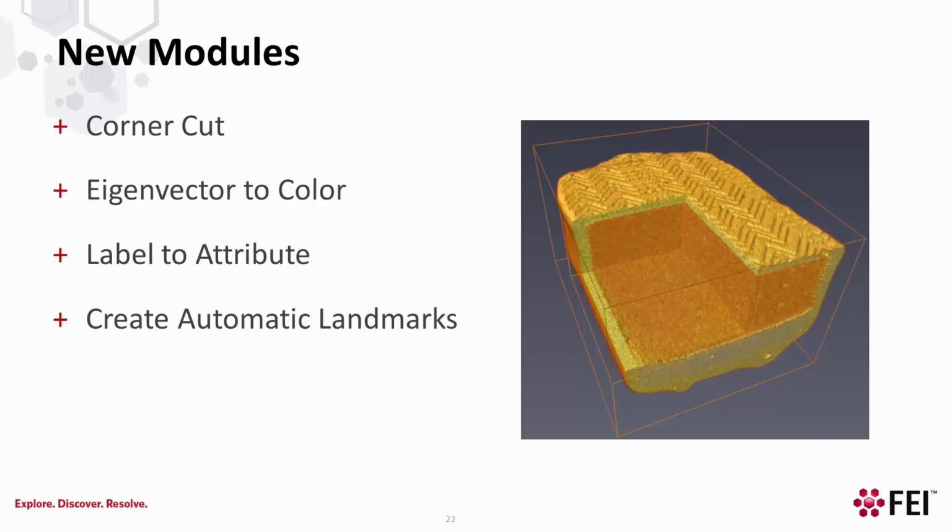We also have this new corner cut module that allows you to remove one octant of a volume when displaying volume rendering using the new Volume module. An eigenvector color module allows for color coding the direction of the first principal direction of the tensor field. A label to attribute module allows you to create a volume from a corresponding label field, and measures that result from an analysis. And then create automatic landmark allows you to create automatic landmarks according to intensity information and distance information inside your dataset.